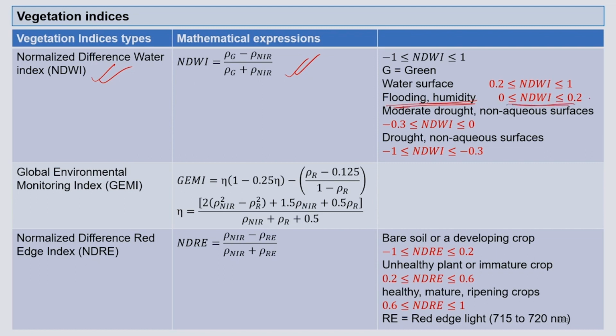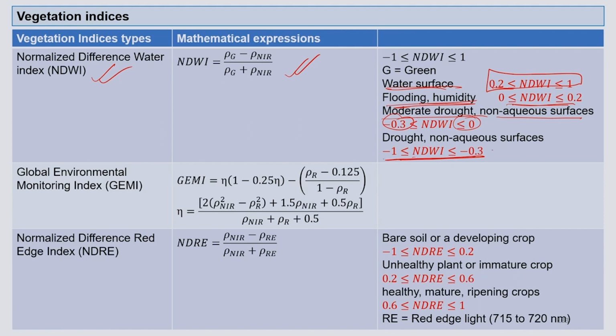You consider values between 0.2 to 0. In case of water, surface water, you calculate it and you consider the value between 1 and 0.2. Moderate drought or non-aqueous surfaces, you will have 0 and -0.3, and if it is drought, where the moisture is almost negligible, the value is between -0.3 and -1. Between that range it actually stays.